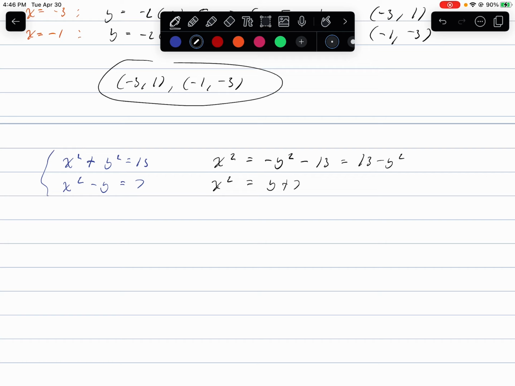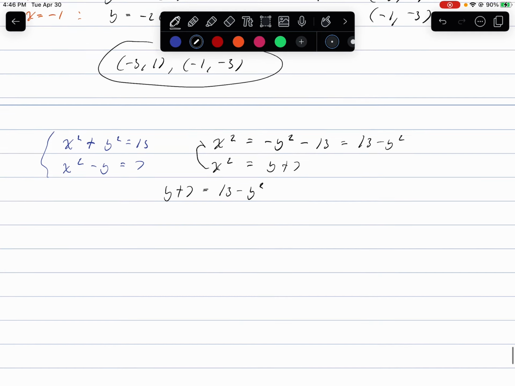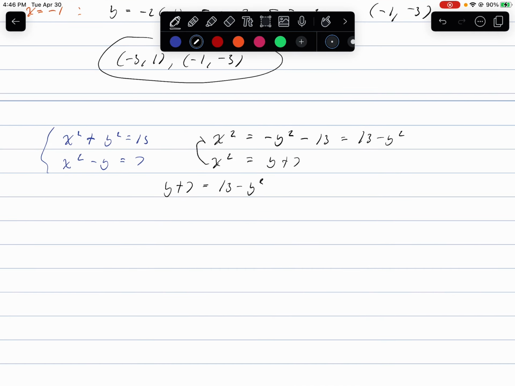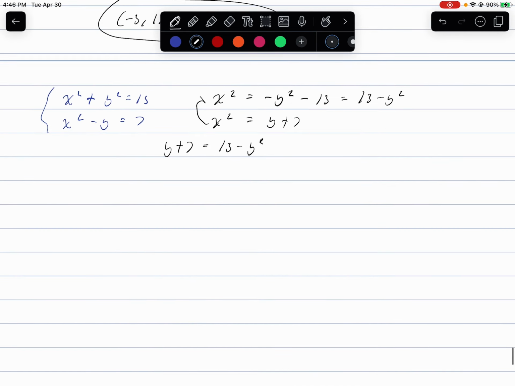if we take this x squared here and substitute it in here, that's going to give us y plus 7 is equal to 13 minus y squared. Okay, y plus 7 is equal to 13 minus y squared. So now let's see if we can just solve for y. If we rearrange this, we can subtract y from both sides. Well, I guess let's go ahead and add y squared to the other side.